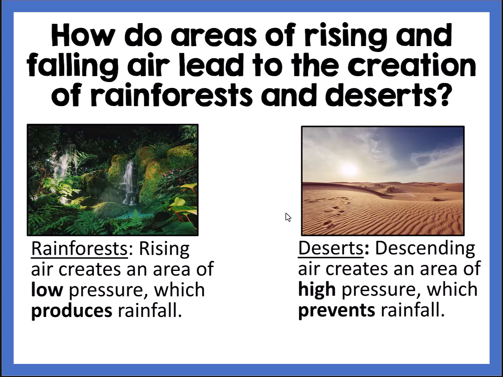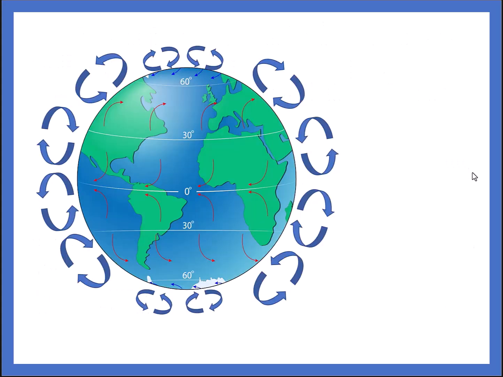Deserts are going to occur when descending air is cooling and bringing areas of high pressure. So when that air falls because it's cooler, it is creating an area of high pressure, and that prevents clouds from forming and therefore prevents precipitation or rainfall. So we end up with deserts in those locations of high pressure.